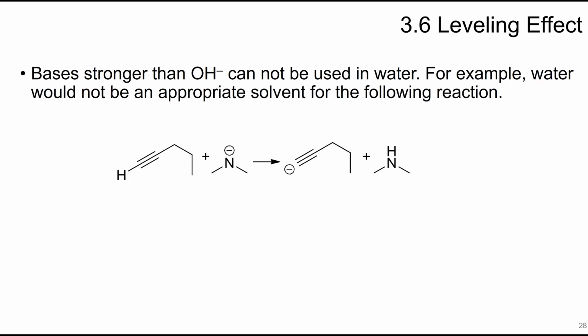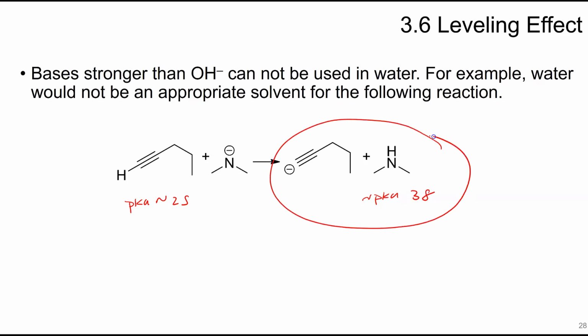Bases stronger than OH- cannot be used in water, so water would not be a good solvent to use for this reaction. This pKa is around 25, but the pKa for this is around 38, so this would favor this side, so we would not want to use water in this situation. So if you had water here, this base would grab that proton first and then become that.